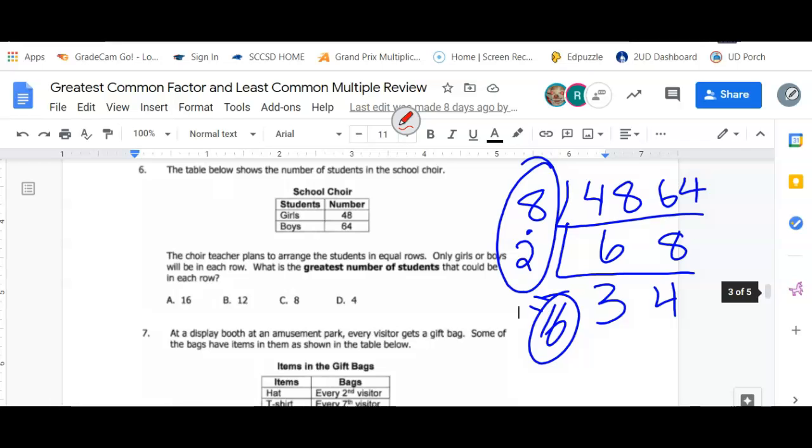If you have 16 people in each row, there are 48 girls. What is 48 divided by 16? 3. You have 64 boys. You're going to put them in rows of 16. How many rows would you have of boys? Sam? 4. So we will have a total of 7 rows. Okay? When you do the ladder method, these bottom numbers usually help you solve problems.